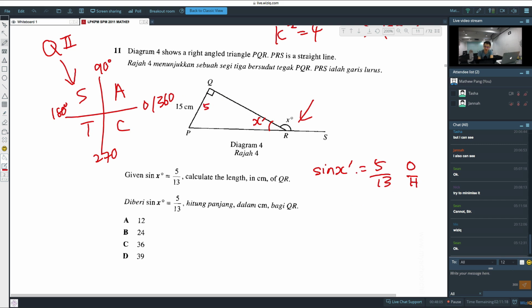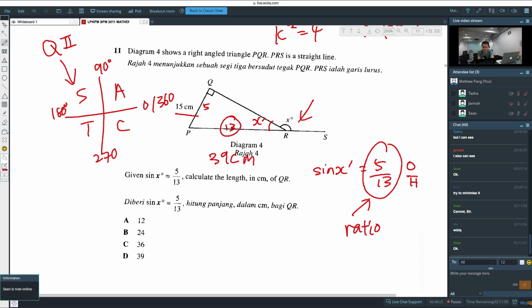And you have to understand this one basically is a ratio. It's not the length in real life, so you have to convert it yourself. 5 becomes 15 centimeter, meaning you multiply by 3. So 13 you multiply by 3, you will get 39 centimeter. So I know P to R will be 39 centimeter.